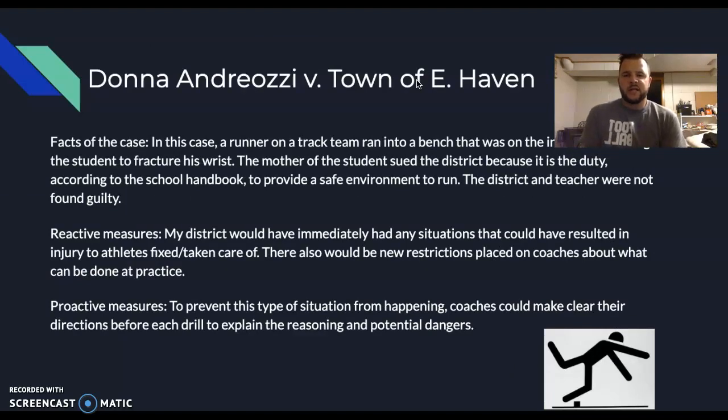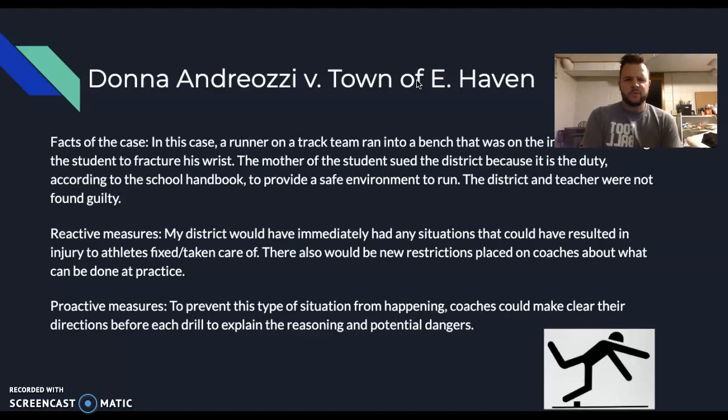The next case we'll look at is Donna versus Town of East Haven. And the facts of this case: there was a runner on a track team that ran into a bench that was placed into the first lane of the track. The runner fell and fractured his wrist.